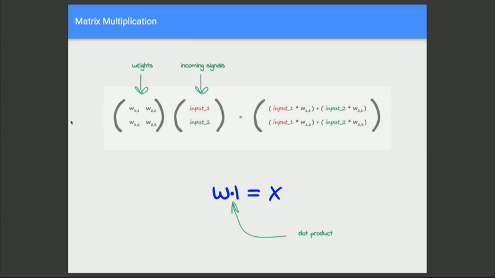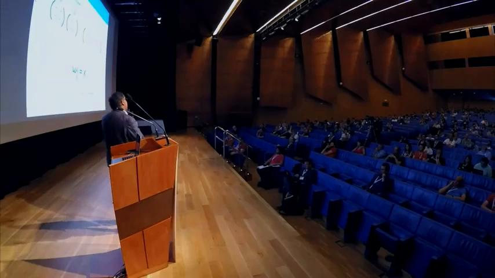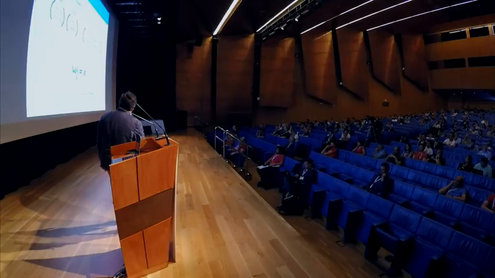So the weights matrix times the input signals becomes the signals that go into the next layer. And that's really, really valuable to us for two reasons. It allows us to write that calculation in a much more concise way, so we don't have to write pages and pages for big networks. We just write weight times input is the signal into the next layer.